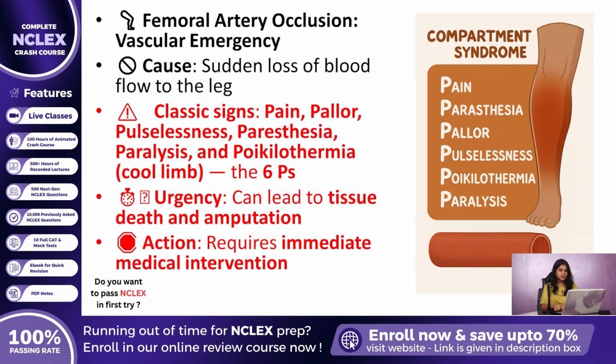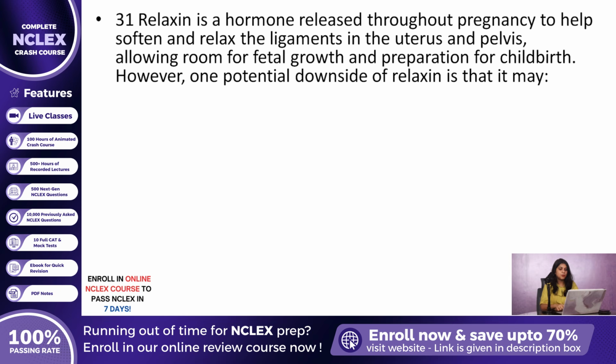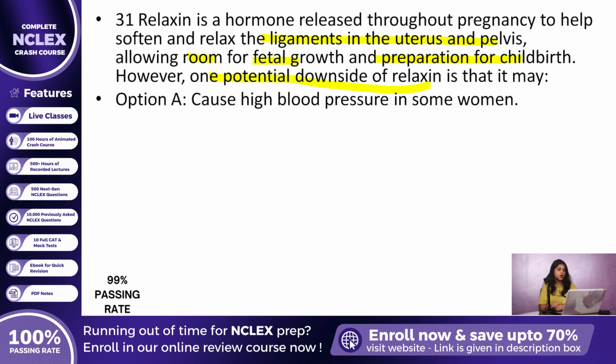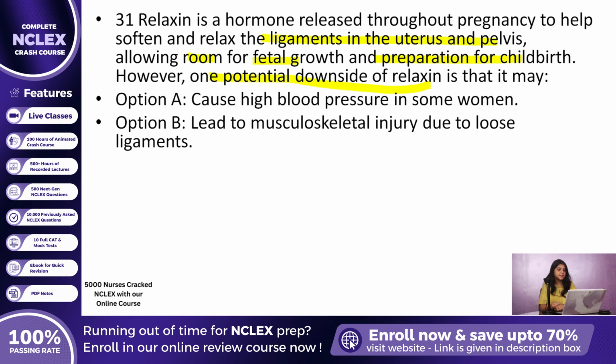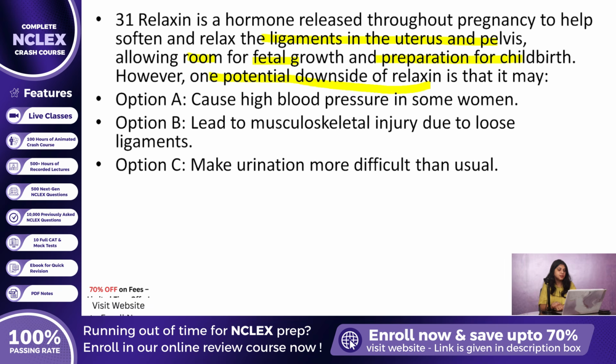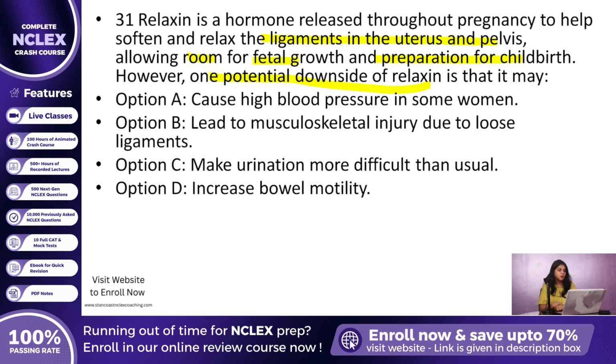Finally, let us move our attention to question number 31, which focuses on maternal physiology and hormone effects. Relaxin is a hormone released throughout pregnancy to help soften and relax the ligaments in the uterus and pelvis, allowing room for fetal growth and preparation for childbirth. However, one potential downside of relaxin is that it may, option A, cause high blood pressure in some women. Option B, lead to musculoskeletal injury due to loose ligaments. Option C, make urination more difficult than usual. Option D, increase bowel motility.